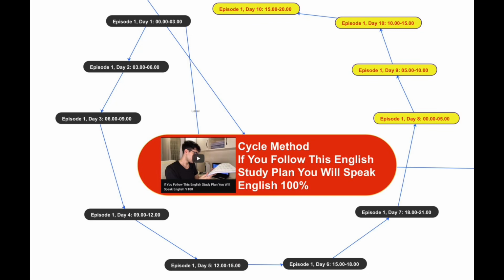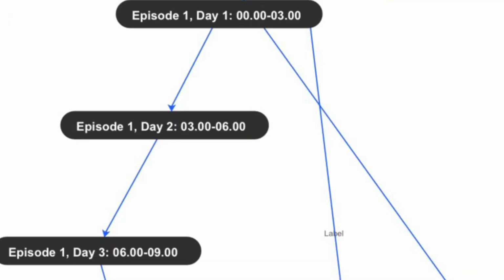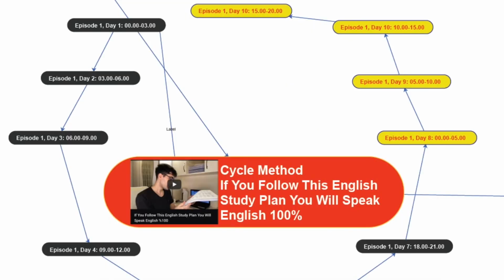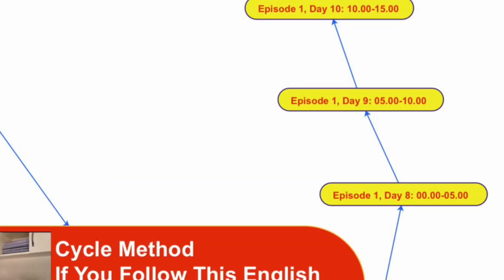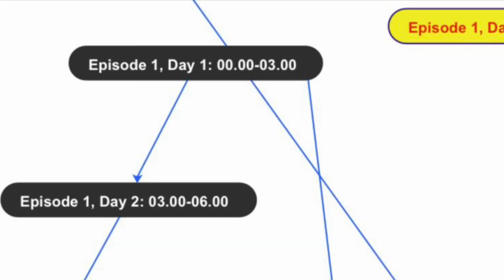Let's say you're a beginner level and you want to practice with the study plan. If you follow this English study plan, you will speak English 100%. If you look at it, I highlighted the first 7 days with black color and then the next 4 days with yellow color. The reason why I did that is because, if you look at it, the first day you will only work on between minute 0 and minute 3. You only work on this part of this Friends episode, okay?